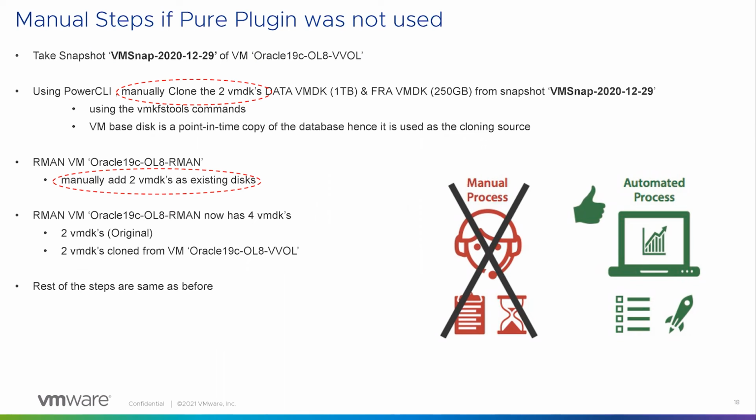And that could be done using PowerCLI with the VMKFS tools. And then remember, the VM base disk is a point-in-time copy of the database, hence it is used as a cloning source. And then we would have to go to the RMAN virtual machine.